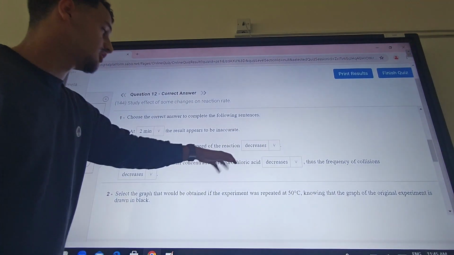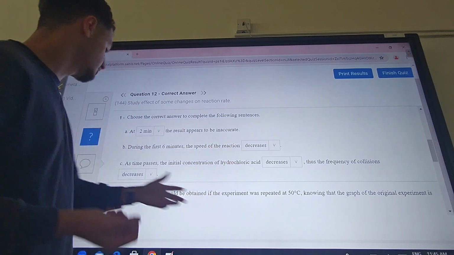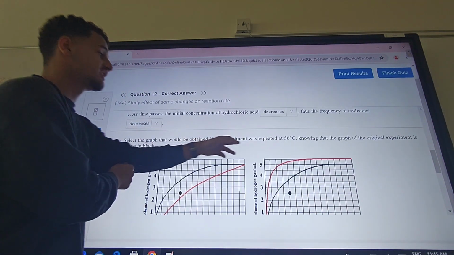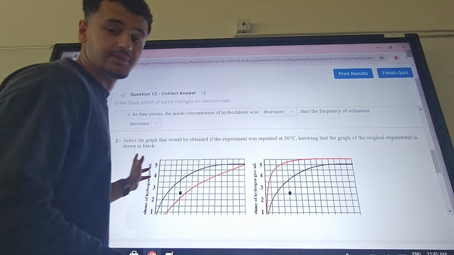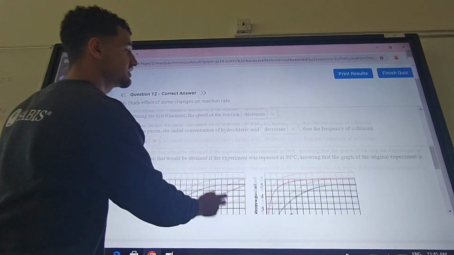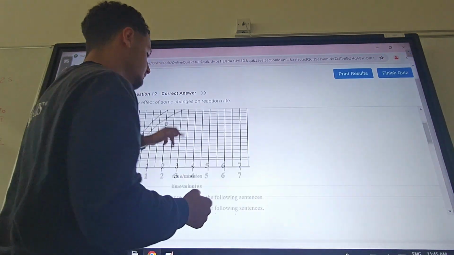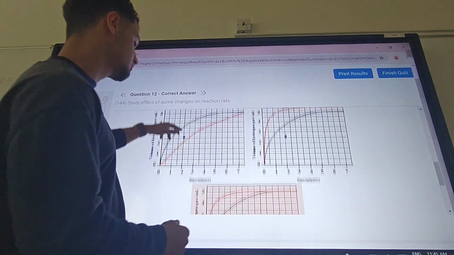As time passes, the concentration of hydrochloric acid decreases, obviously, because it's being used up. Thus, the frequency of collisions is going to decrease. Select the graph that would be obtained if it was repeated at 50 degrees Celsius, knowing the original experiment is drawn in black. We start at 25. If you increase the temperature, you're going to have a faster rate of reaction. Which one is it going to be?